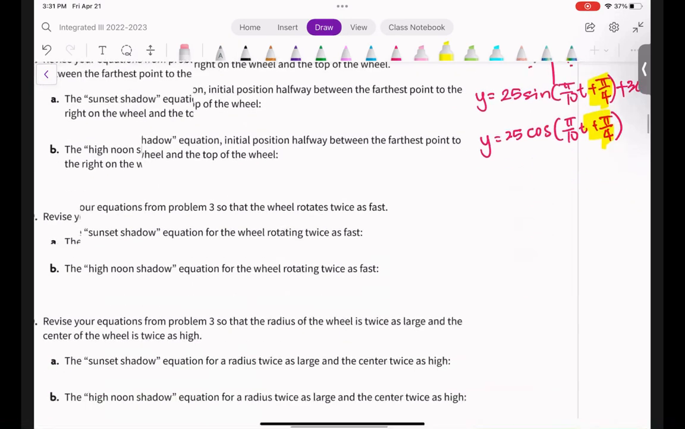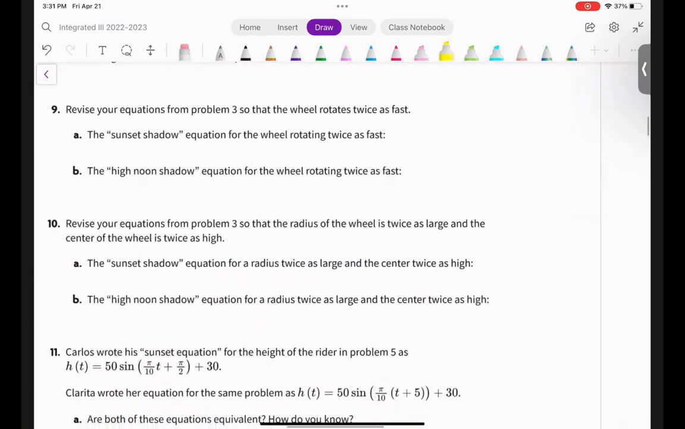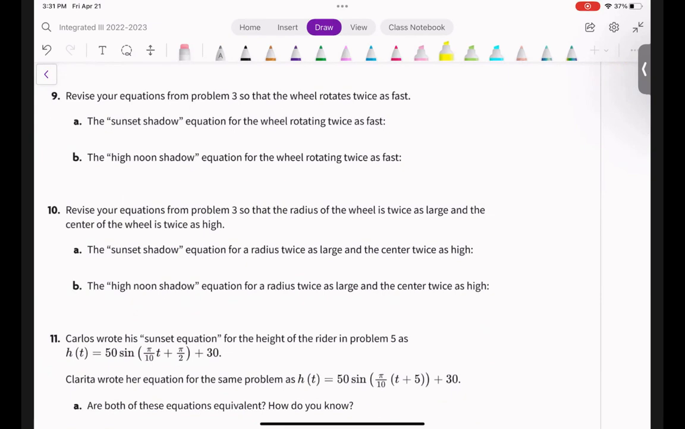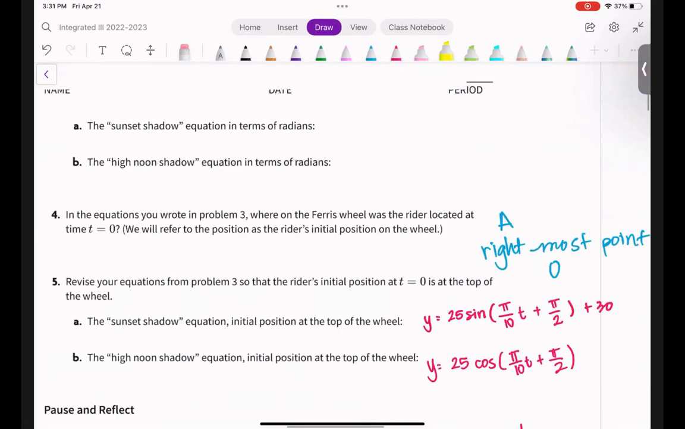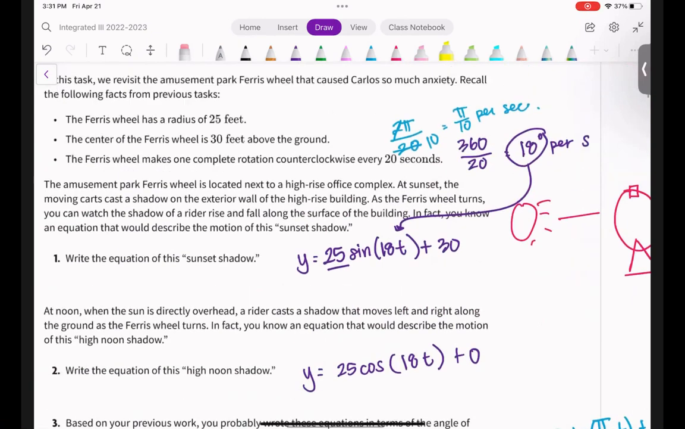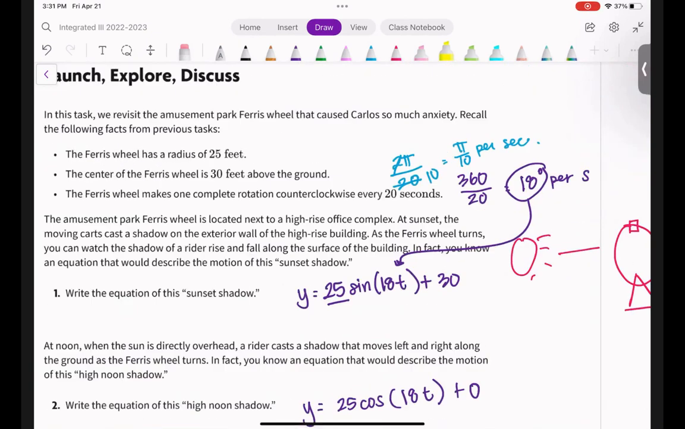Okay. It says revise your equations from problem 3 so that the wheel rotates twice as fast. Okay, twice as fast has to do with some of that initial information that they gave us. So I'm scrolling all the way back up. Hopefully you're not getting dizzy. Before, if you notice, it went one rotation in 20 seconds. Now, when something's going twice as fast, how big the Ferris wheel is, meaning the radius, isn't affected, and how high it is off the ground is again not affected. But the 20 seconds is.